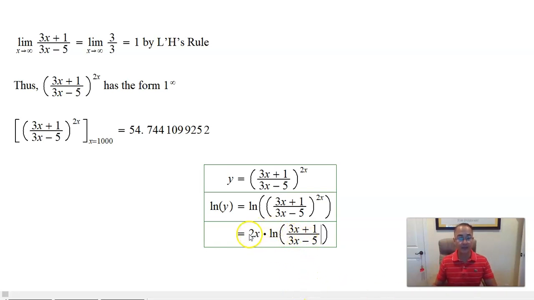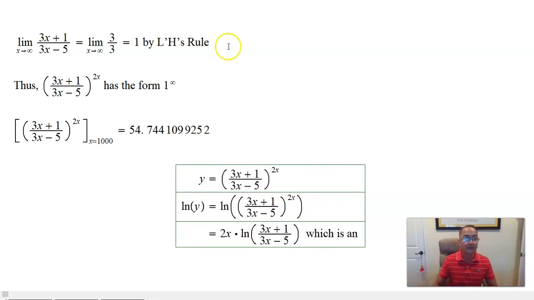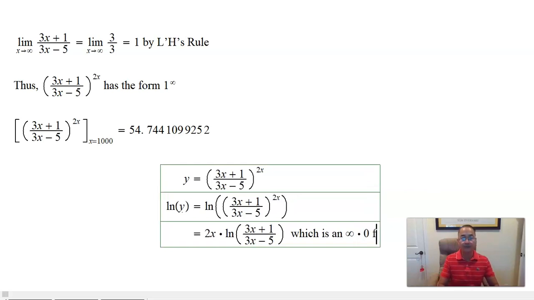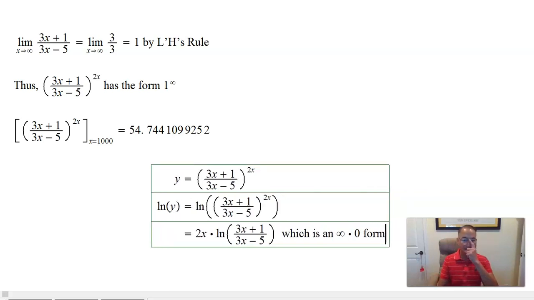As x gets bigger and bigger, 2x is getting bigger and bigger, so that's approaching infinity. But we said that this has limit 1, so ln of 1 is 0. So this is an infinity times 0 form. Now we can apply L'Hopital's rule as x goes to infinity.